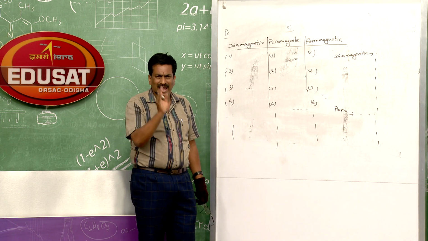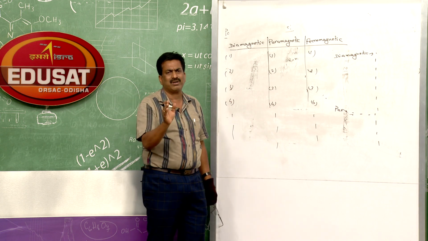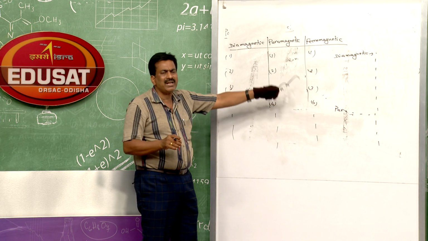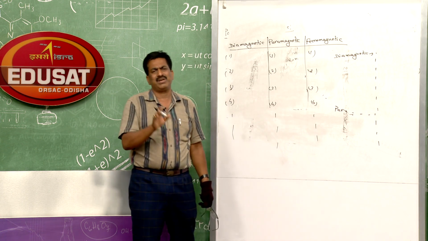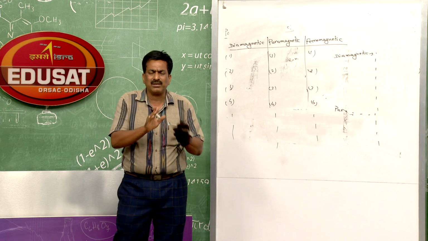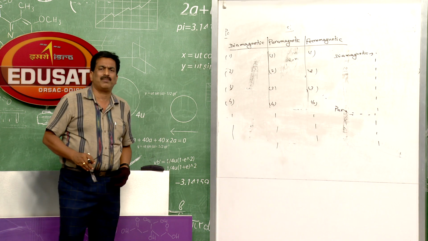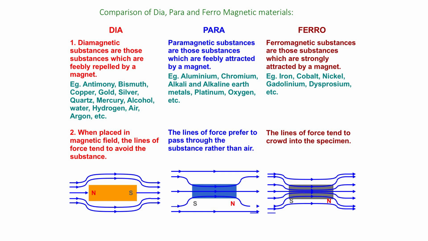Therefore, to help the examiners and the evaluators, you have to write in this way. Not only in physics, but in chemistry, botany or zoology, wherever differences are asked, you just make the tabular form. Now let us put our attention on the screen, where I have made a table of the properties of diamagnetic, paramagnetic and ferromagnetic substances.